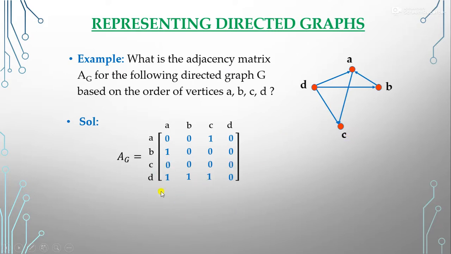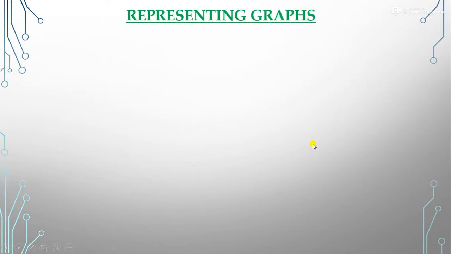So like that we can form the adjacency matrix in the case of the directed graph. Clear? How to find the adjacency matrix in the directed graph? We have to concentrate on the direction of the edge. If we have a direction of the edge from one vertex to another vertex, we put 1, otherwise we put 0.